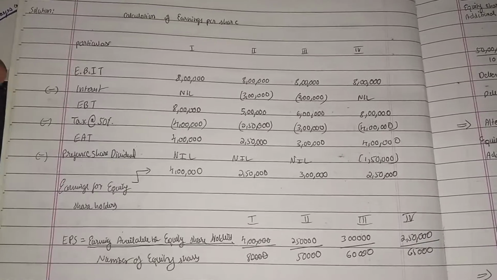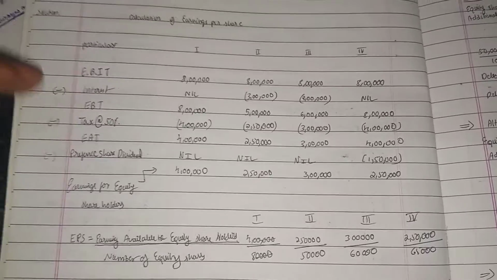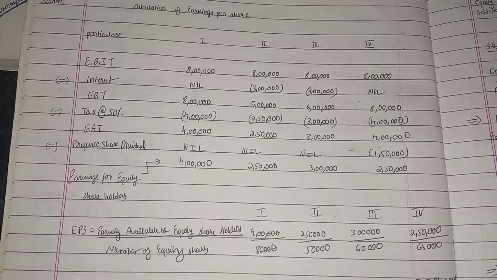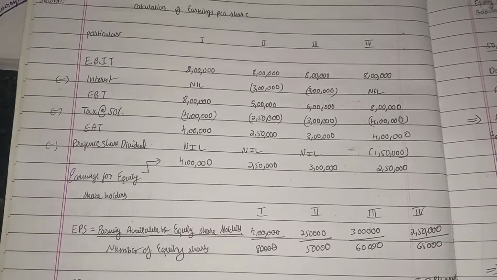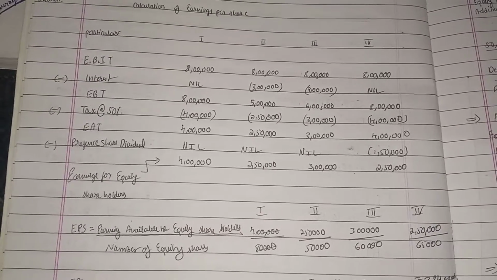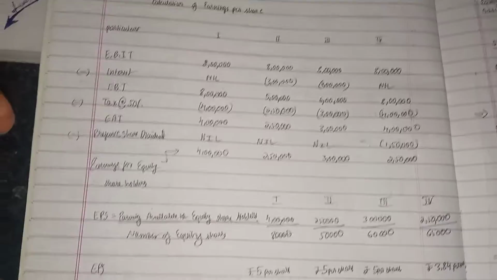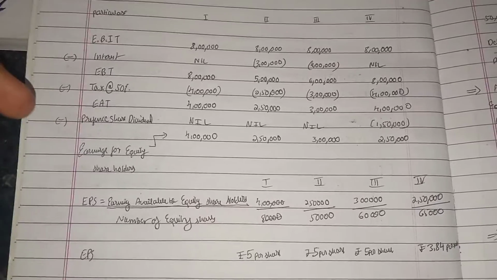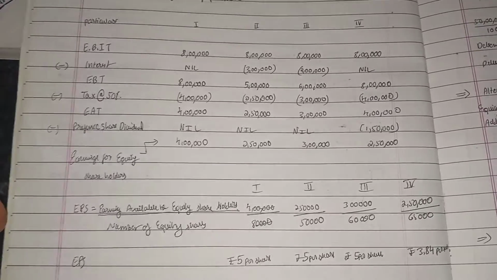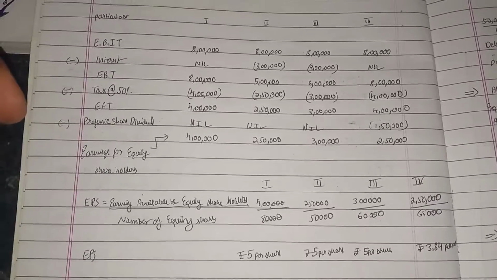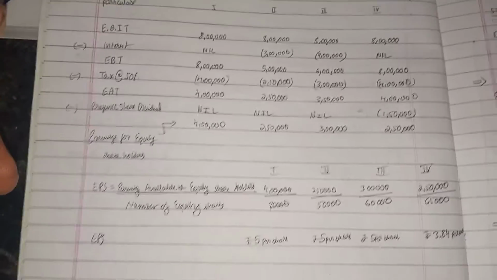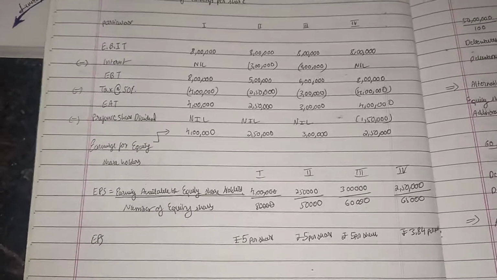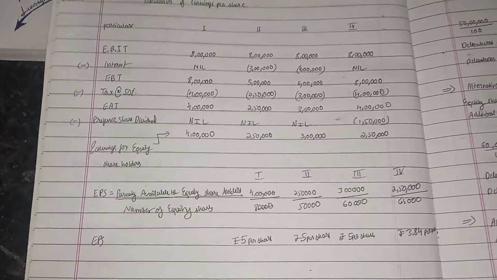EBIT minus interest is equal to EBT. EBT minus tax, that is 50%. If they have not mentioned tax, it is generally 50%. When you subtract tax from EBT, you will get EAT. If you subtract preference dividend from EAT, that is earnings after tax, you will get earnings available to equity shareholders. To calculate EPS, there is one standard formula: earnings available to equity shareholders divided by number of equity shares. This is the formula to calculate EPS.